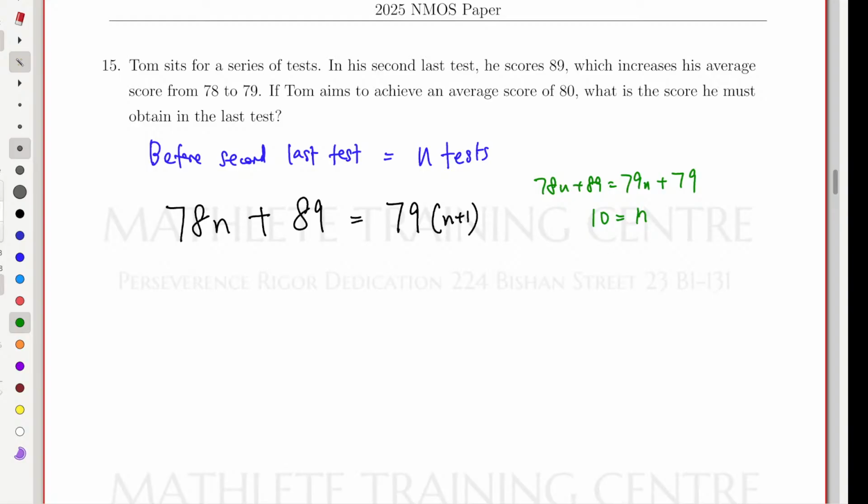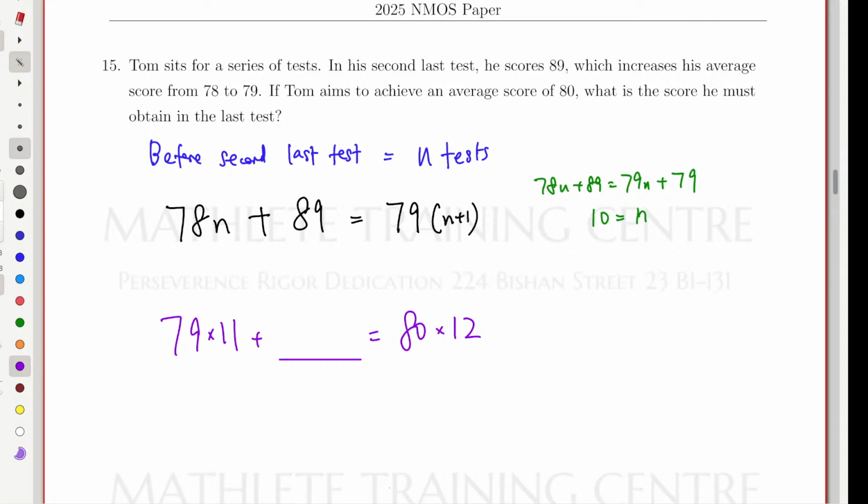Now I want to raise the average to a score of 80. So what does that mean? Currently, the number is 79 times 11. I want to add some number here so that the result can be 80 as the average. 80 times how many? 80 times 12, right? Because there will be 12 tests at this point.